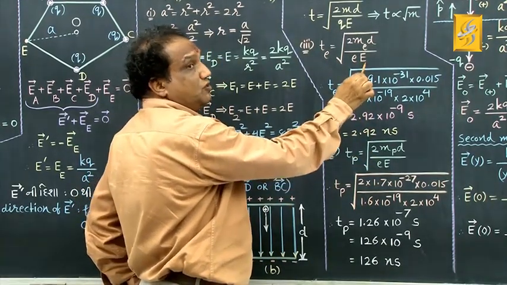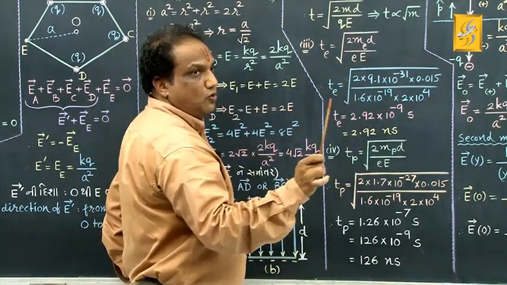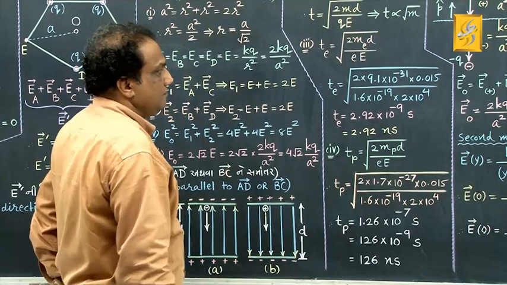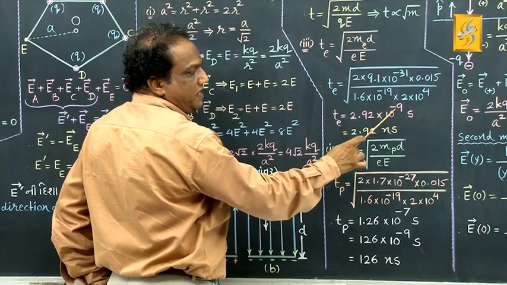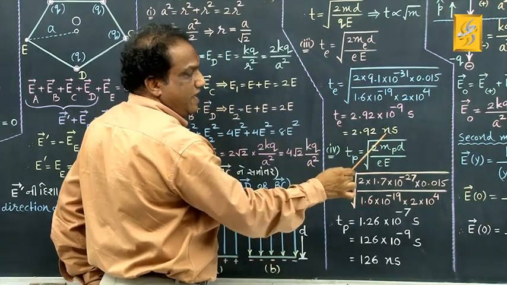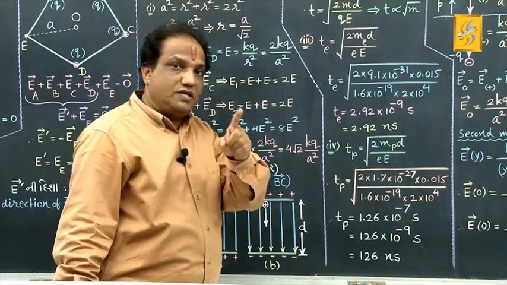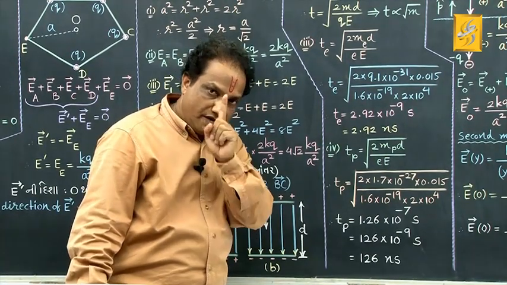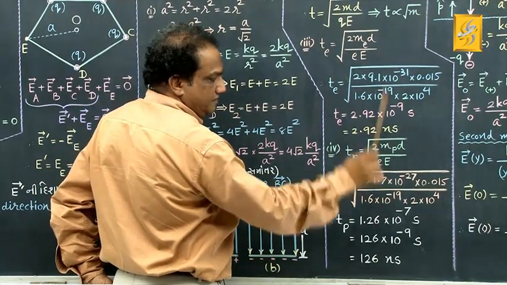What about magnitude of the given uniform electric field? They have given in the statement 2 into 10 raised to 4 Newton upon coulomb. Whether you write Newton upon coulomb or volt upon meter, one and the same. Now the value comes out to be 2.92 into 10 raised to minus 9 second. This 10 raised to minus 9 second can be replaced by nanosecond. Remember nano means 10 raised to minus 9: deci, centi, milli, micro, nano, pico, femto, atto, zepto, yocto. So this is 2.92 nanosecond.